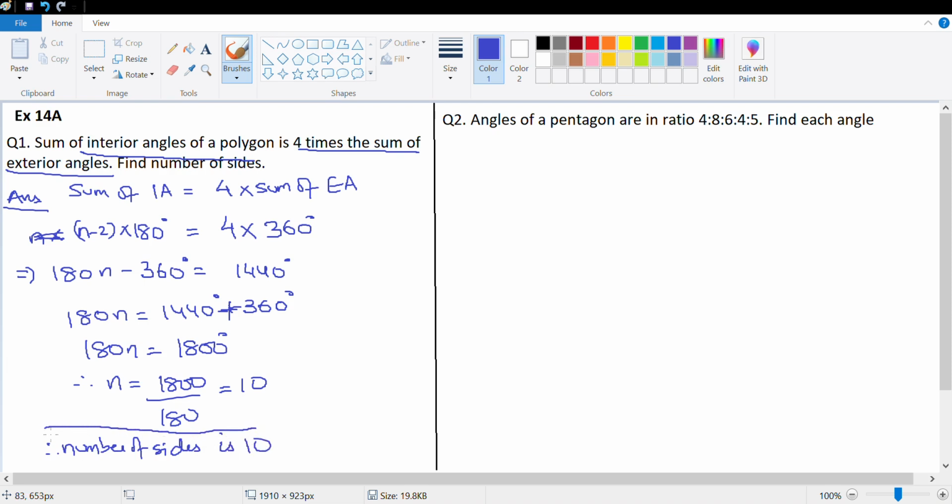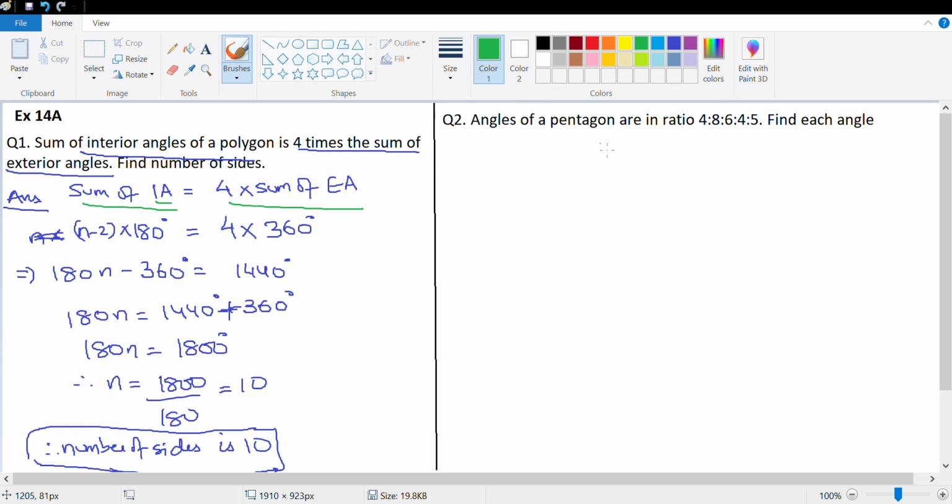That's my final answer. Let's look at this question again. What they have given is an equation which we've created. It says sum of interior angles is equal to 4 times the sum of exterior angles. I just replaced it with the formula that I know. Sum of all interior angles is n minus 2 into 180, and sum of all exterior angles is always 360 degrees. Perfect. Let's look at question number 2.